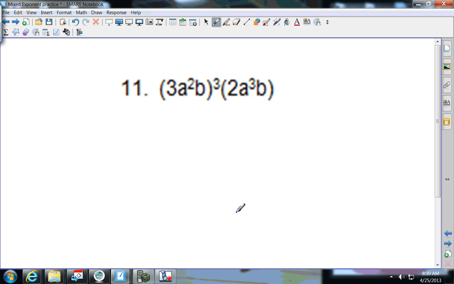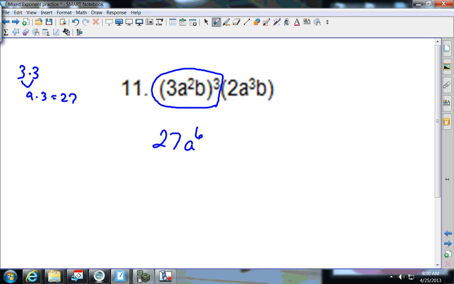Number 11. Try this one and come back and see how you do. Do this parentheses first. 3 to the 3rd power. 3 times 3 is 9. Times 3 is 27. So I have 27. a to the 2nd power to the 3rd power. 2 times 3 is 6. a to the 6th. b to the 1st power. 1 times 3. b to the 3rd. That's what's in this first one.